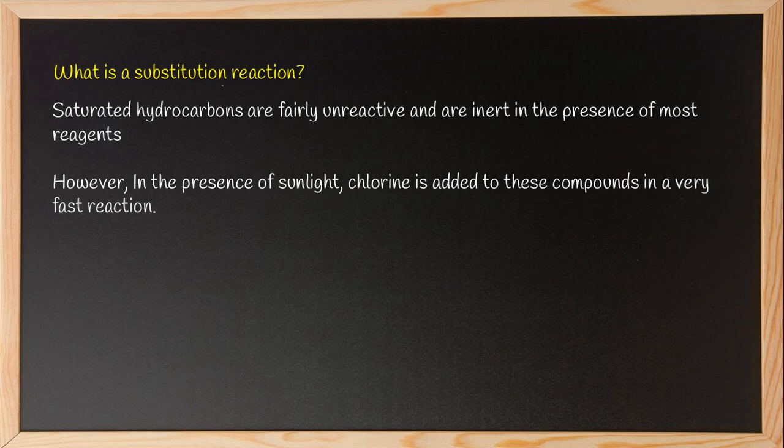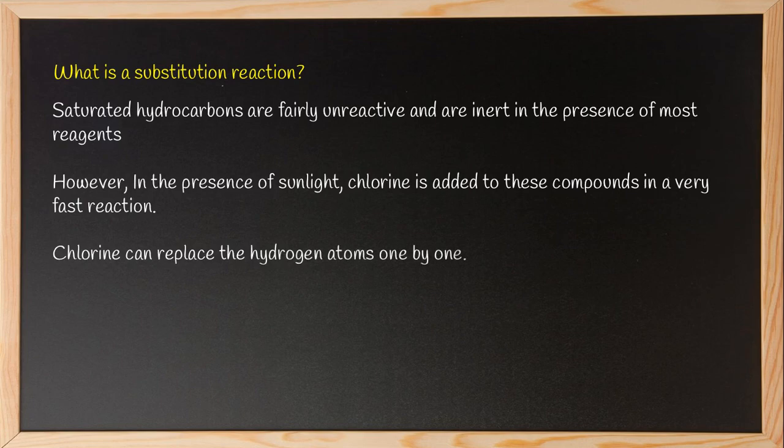We know saturated hydrocarbons are nothing but alkanes, and they are very unreactive and inert in the presence of most reactions. Even in the previous videos, we have seen that saturated hydrocarbons are less reactive when compared to unsaturated hydrocarbons, that is, the alkenes and alkynes. However, when sunlight is projected onto these compounds, they get activated, and chlorine is added to them very rapidly. So how does this chlorine get added?